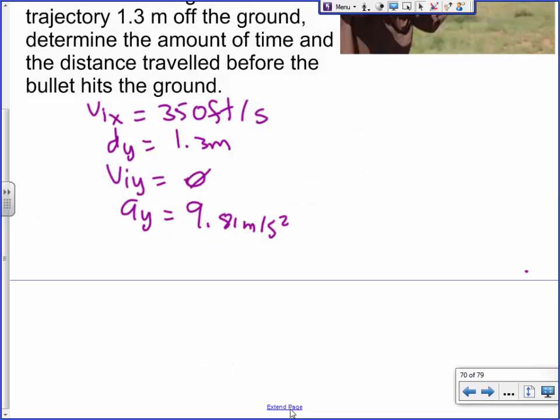Okay, let's talk about some other variables that we don't know. What we don't know is time. It tells us nothing about time. We're also looking for the distance traveled in the x direction. These are some things we're looking for.